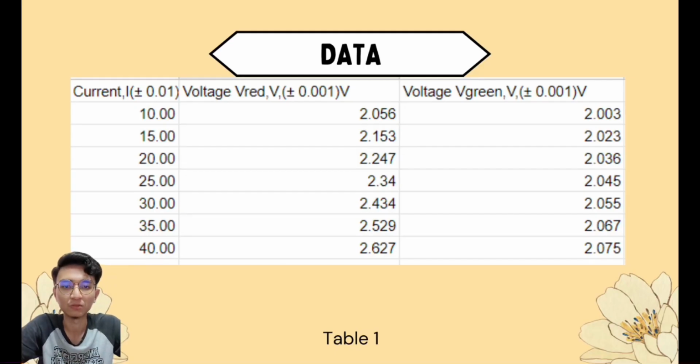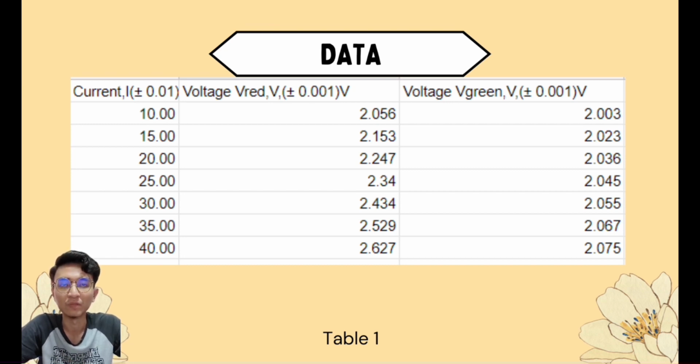Hi, Assalamualaikum warahmatullahi wabarakatuh. So my name is Muhammad Hafizuddin. I'm going to explain my part, which is data and analysis. As you can see in this table 1, we have current, voltage V red and voltage V green, which is for the two LEDs, red and green LED.